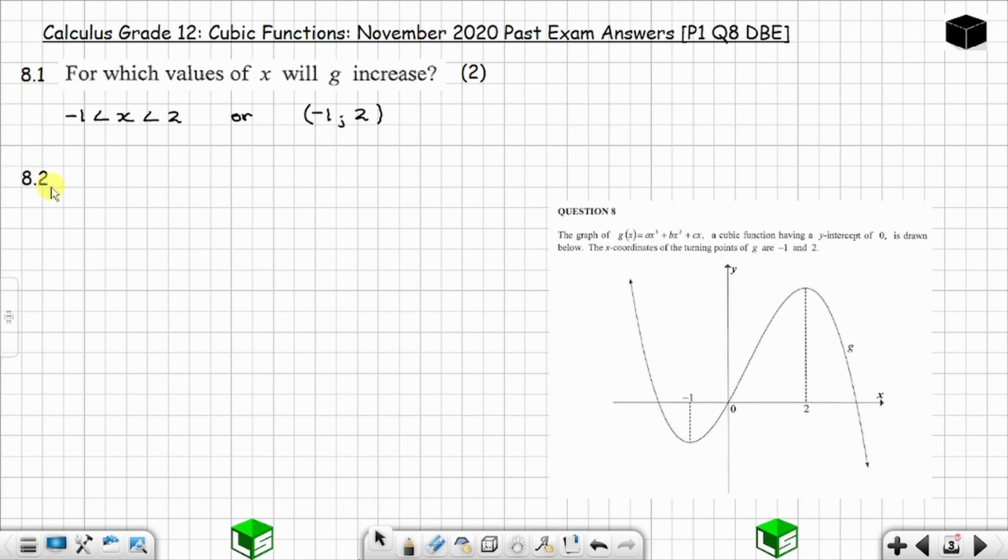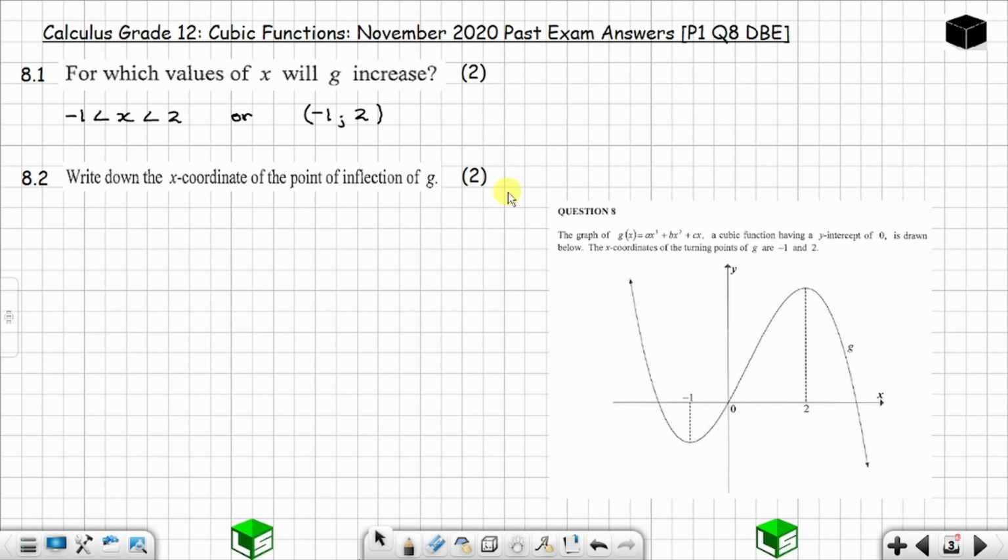So 8.2, what is the question saying? Write down the x coordinate of the point of inflection of g. You need to write down the x coordinate of the point of inflection of g. The question is 2 marks.